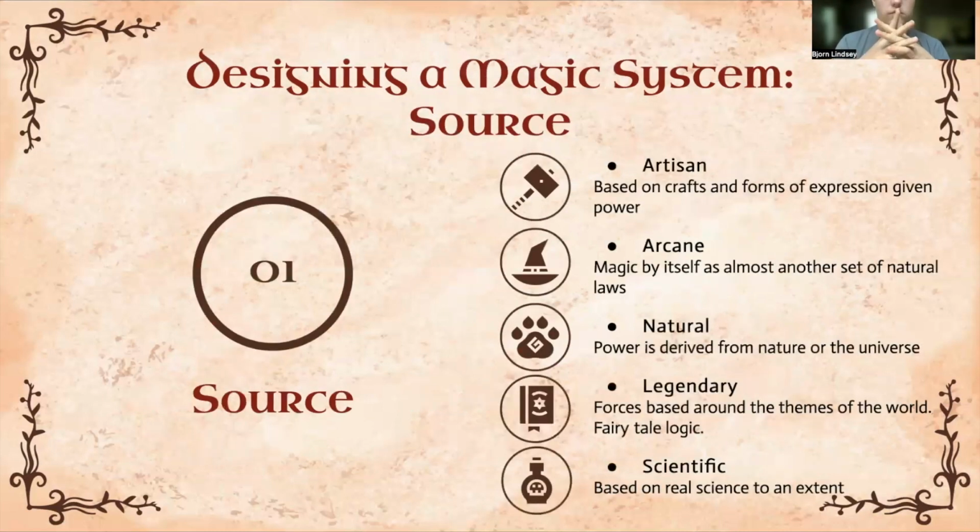So there are 5 source categories. Artisan magic, which is, think Minecraft with enchanting, potion making, things like that. Arcane magic, think Dungeons and Dragons or just any general fantasy RPG game. Probably pieced it together from there.